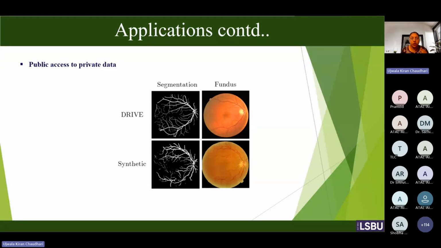So this is another important contribution to the research work with the help of AI, where the data being shared with the public is synthetic data, but generated from the real data. You can see the segmented and fundus image of the original and then the synthetic one.